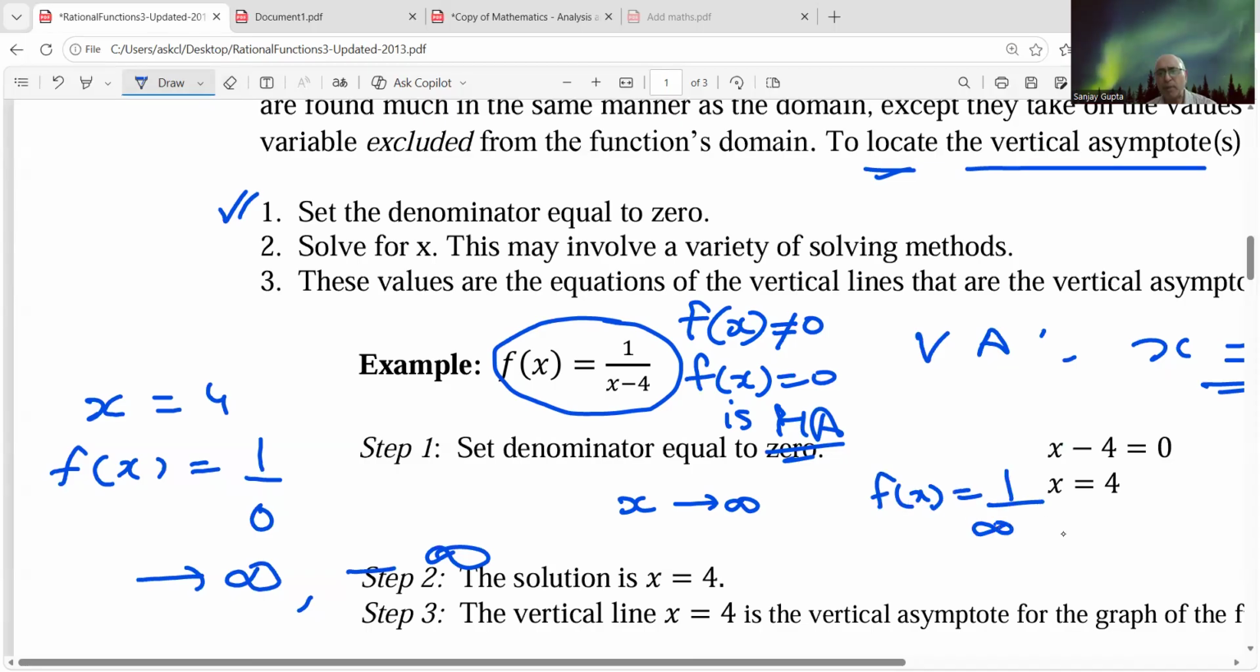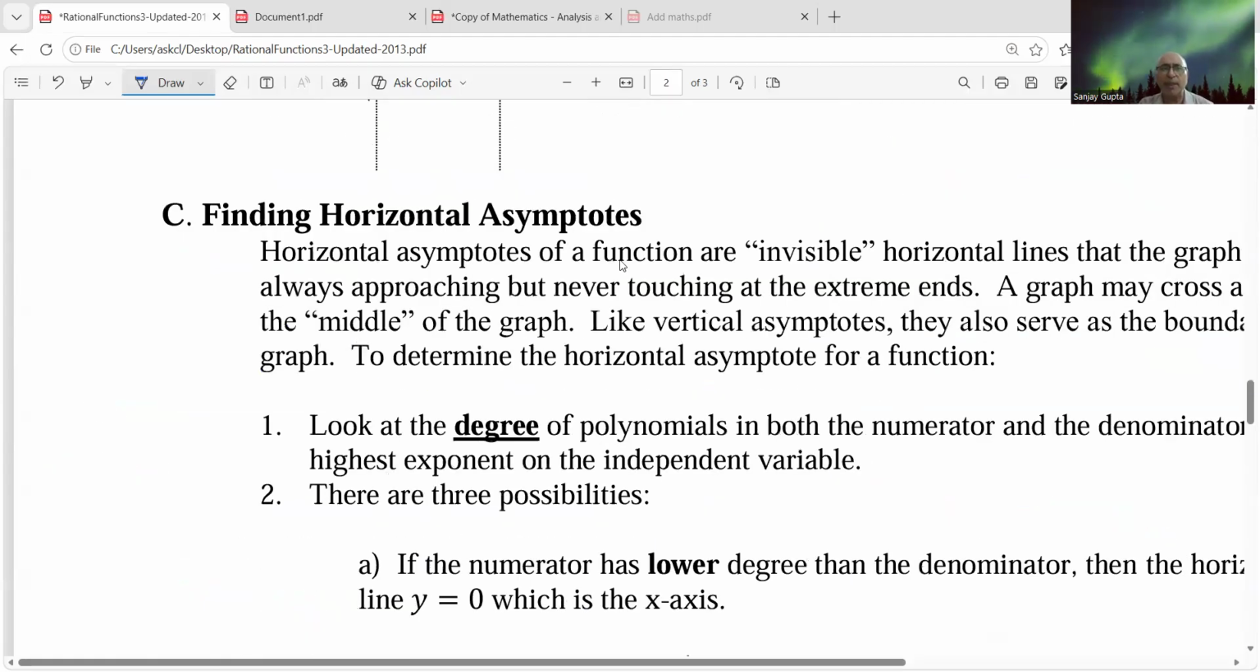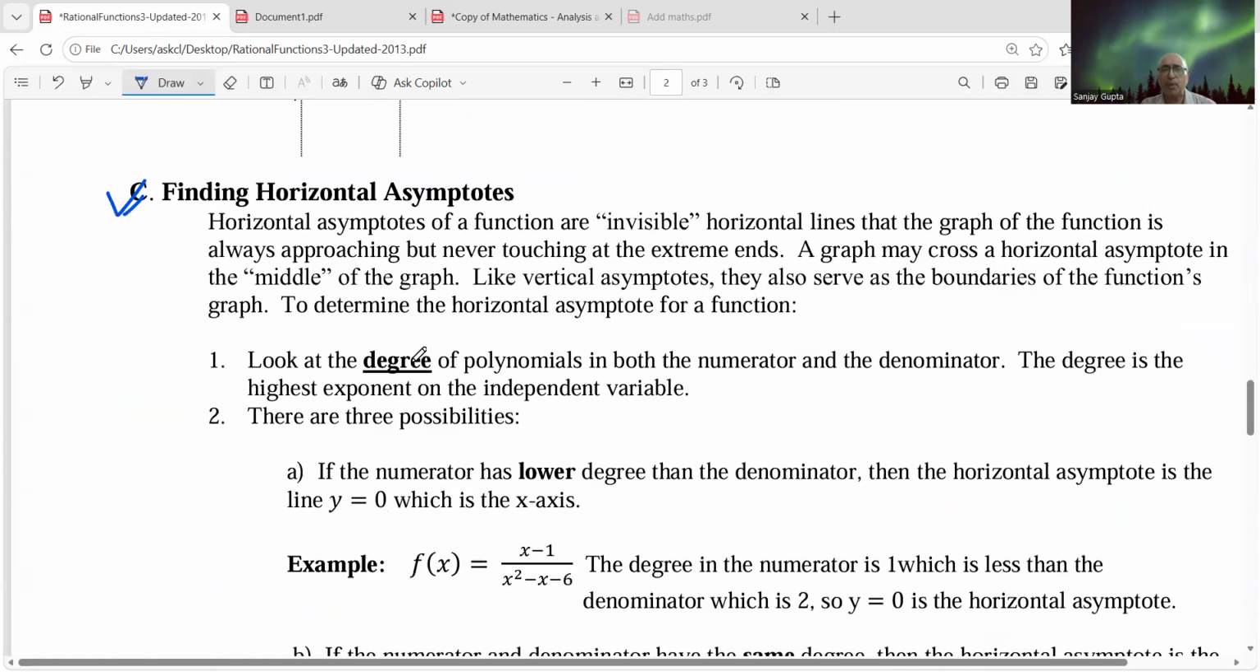1 over infinity minus 4, which is 1 over infinity, which is 0. Right? So f(x) is equal to 0 when x goes to infinity or minus infinity. And those are called the horizontal asymptotes. But it is not very easy to get the horizontal asymptotes, and we will discuss all the cases. There are three possibilities in case of horizontal asymptotes.